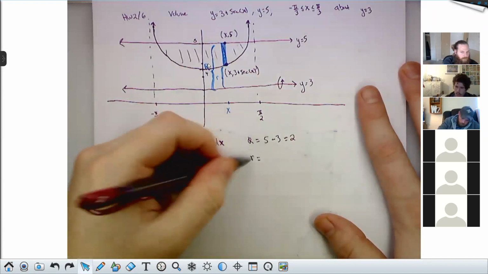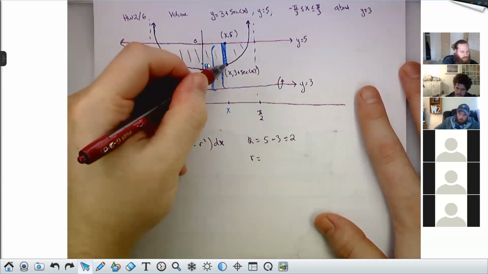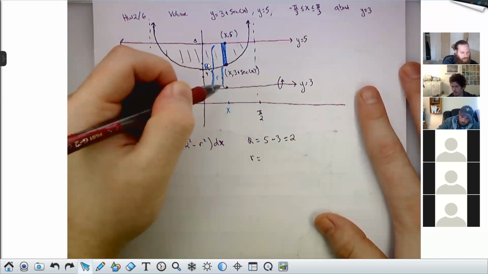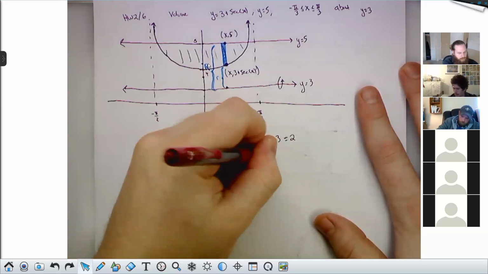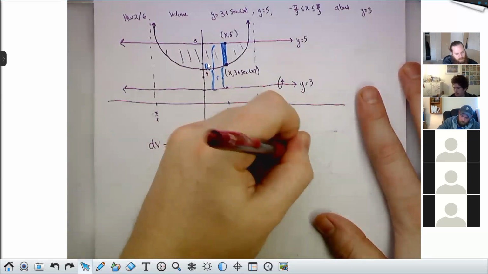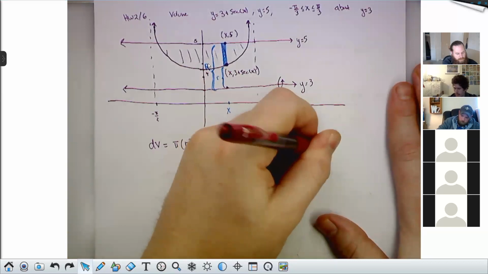All right, what about little r? 3 plus secant of x minus 3. Beautiful. Take the y value here, which is 3 plus secant x, minus the y value here, which is 3. So that's 3 plus secant x minus 3, which is just the secant of x.